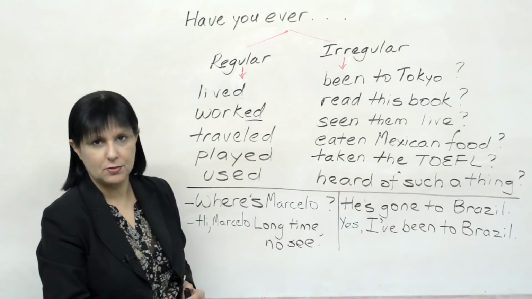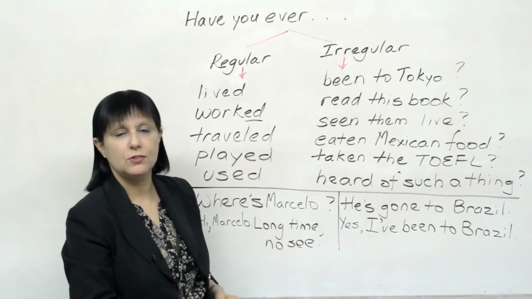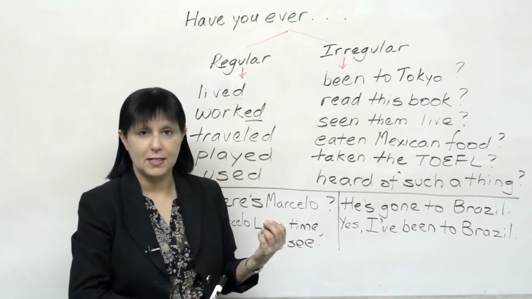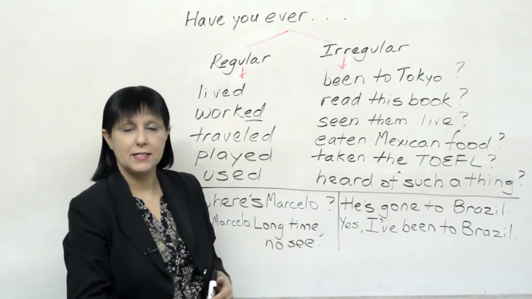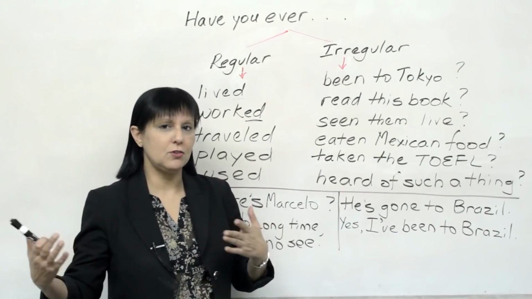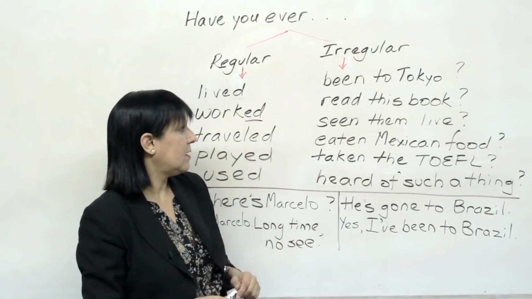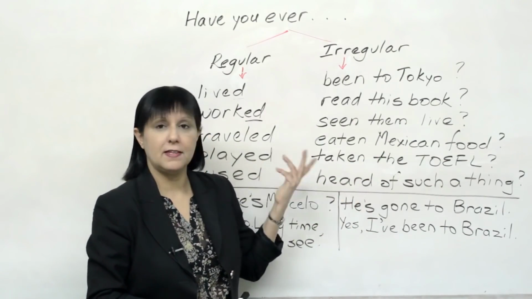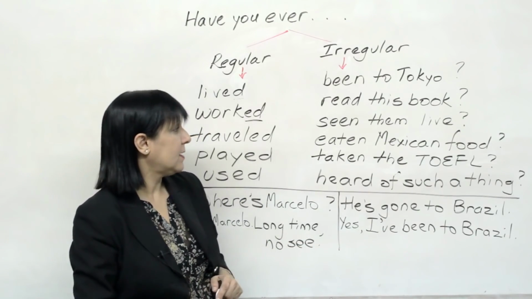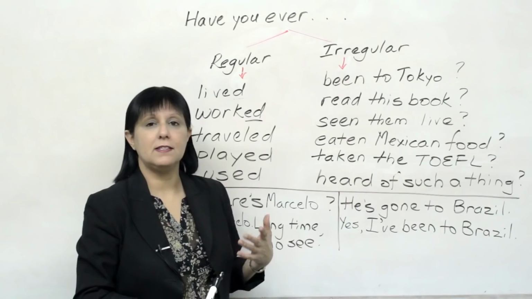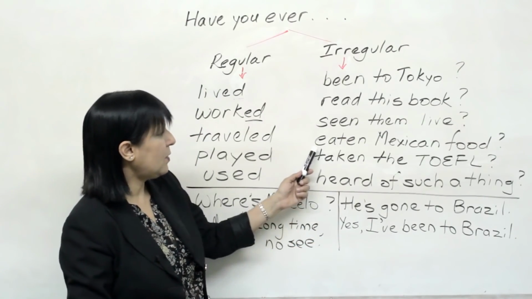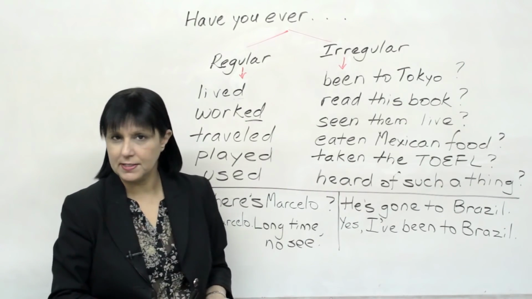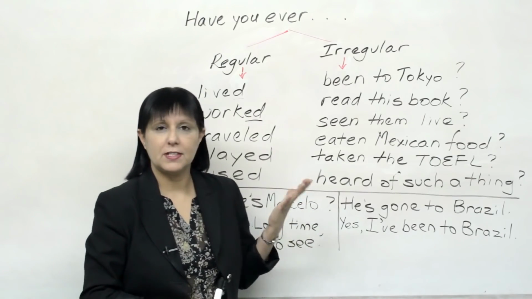So these kind of questions could be, have you ever been to Tokyo? Right? Not have you ever was, but have you ever been to Tokyo? Have you ever read this book? That means even once in your life, have you read this book? Or have you seen them live? Who's them? In this case, them might be a band that you like, right? Have you ever seen them live? Or have you ever seen that movie, right? Have you ever eaten Mexican food? Have you ever taken the TOEFL exam? Have you ever heard of such a thing?